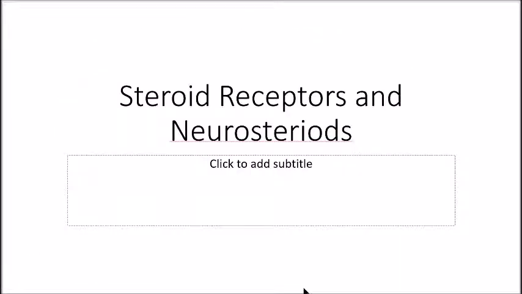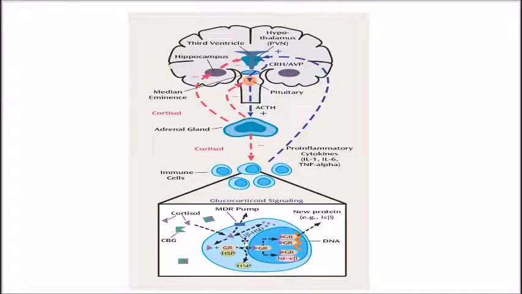All right, now let's talk about the steroid receptors and the neurosteroids. As I mentioned earlier, perhaps the most famous neurosteroid is cortisol. When cortisol enters the cell, it binds to the glucocorticoid receptor, knocks the heat shock protein off that receptor, and then it can enter the nucleus where it will trigger the transcription of many different proteins.